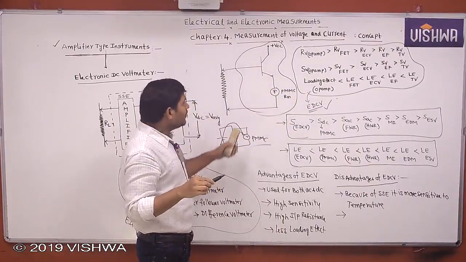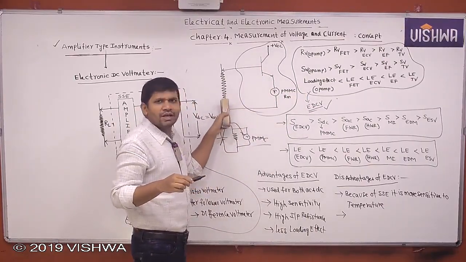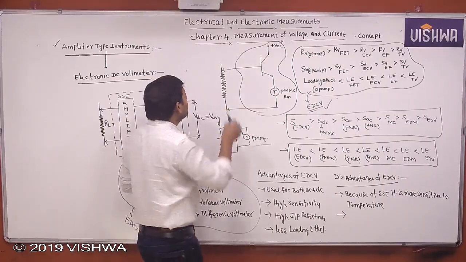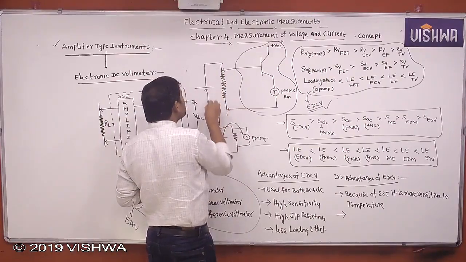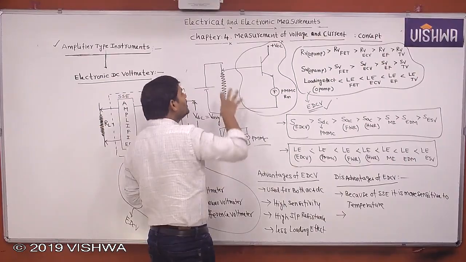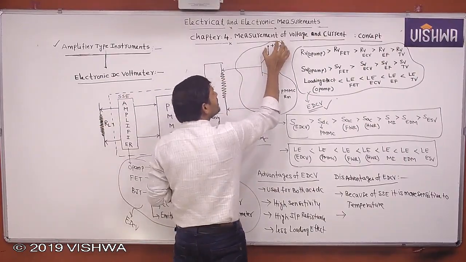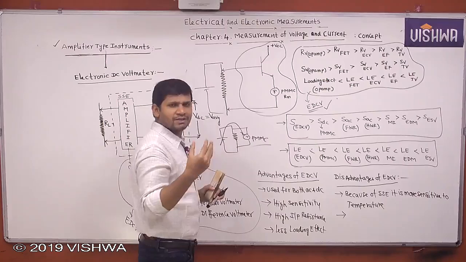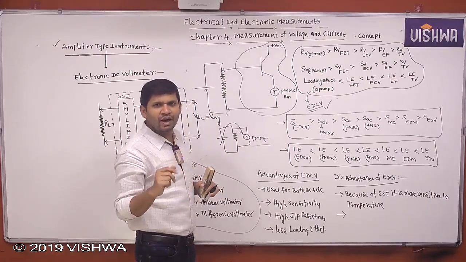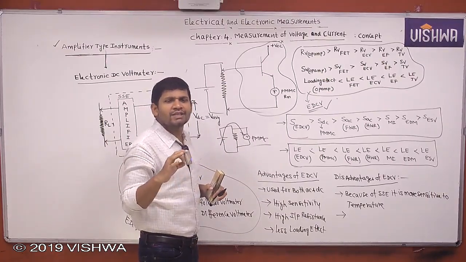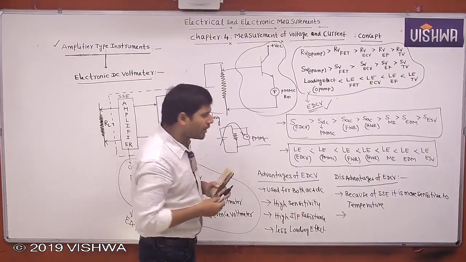If you use this meter to measure the voltage across the load, here we are giving some supply. Let this be the input supply. Along with the input supply, it requires some external supply also for biasing. Otherwise, this meter will not operate. That's why it requires an external supply or biasing voltage for its operation.